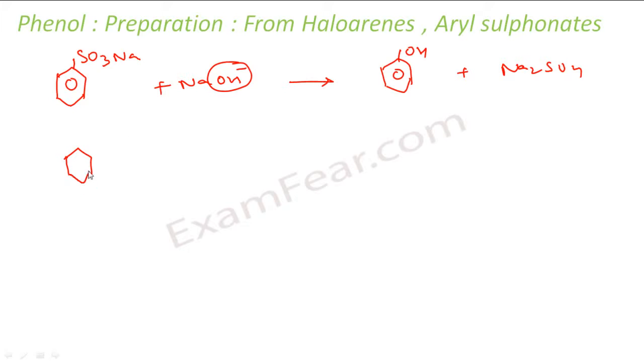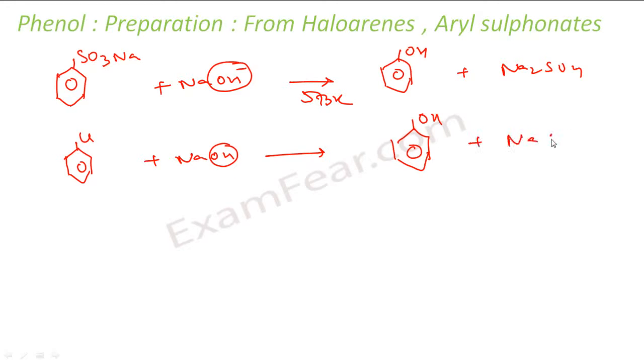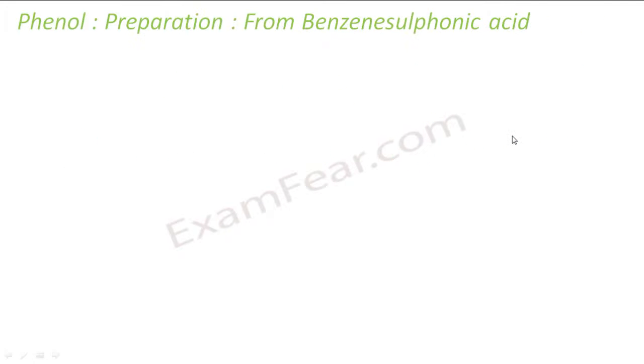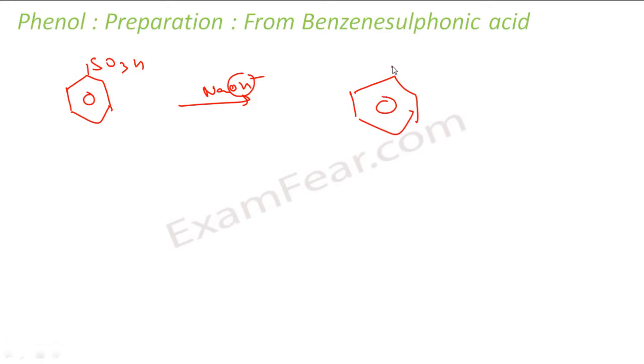Here also from haloarenes, so let's take this chlorobenzene. This also you add this NaOH and the temperature has to be high. So in this case also, this OH minus, strong nucleophile, will replace this chlorine. So we get NaCl. The second is from benzenesulphonic acid. So I have benzenesulphonic acid, SO3H, same thing, I have NaOH, it's a very strong nucleophile, it replaces SO3H, it will give me OH, this is phenol.